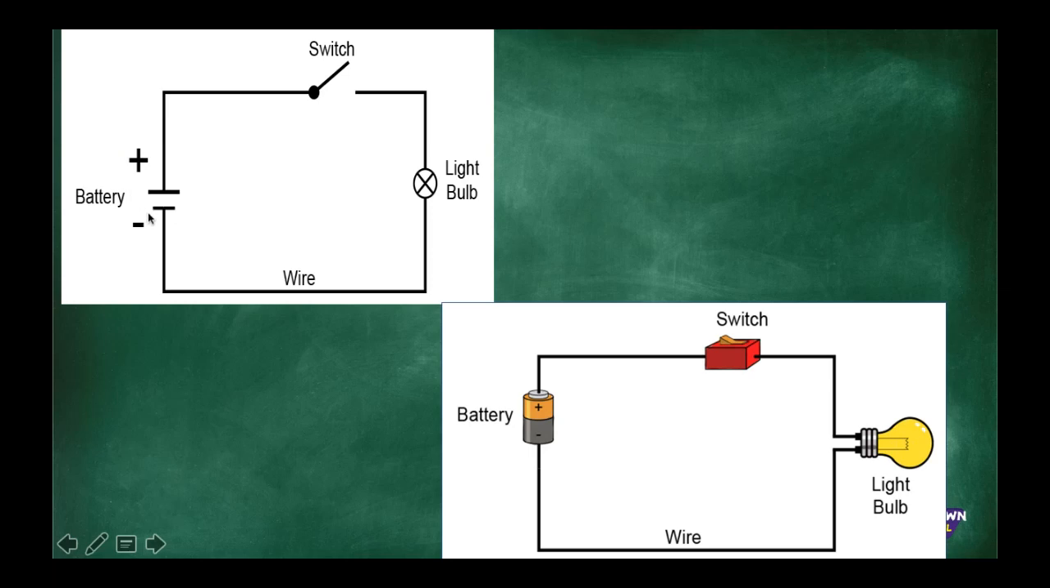Therefore, please do remember we are focusing on the picture on the top of your screen. This area here shows you the battery. This long line shows you a plus sign or a positive sign of the battery. Then this short line shows you a negative sign of a battery. Let's go on top where it's written a switch. What will be a switch?